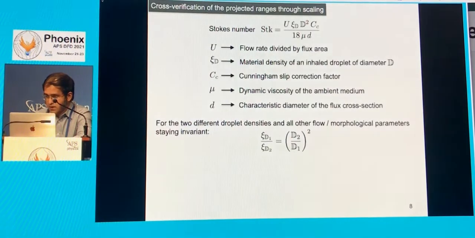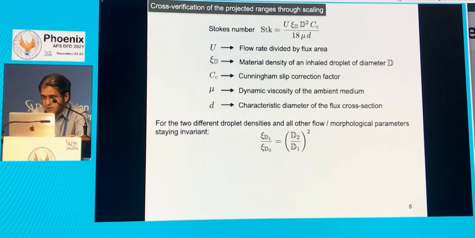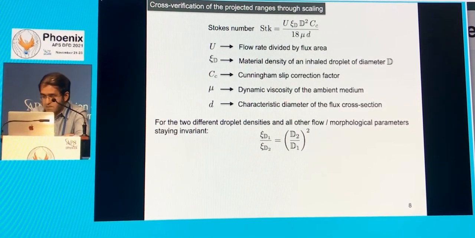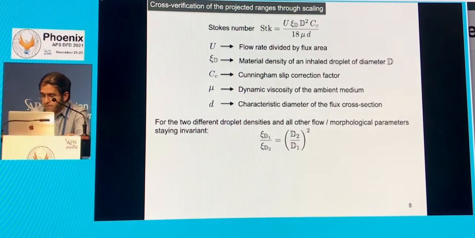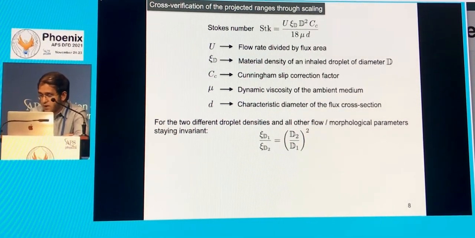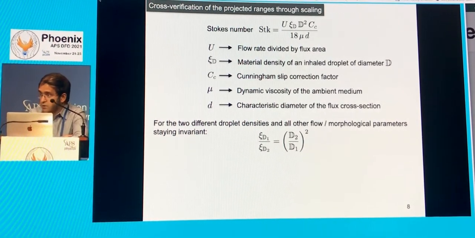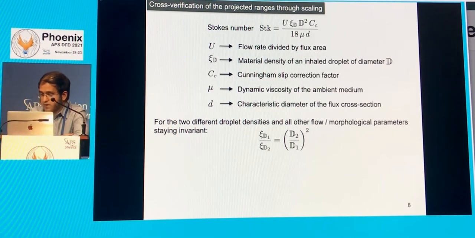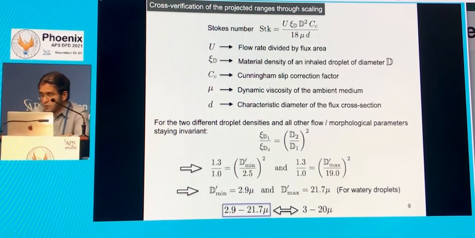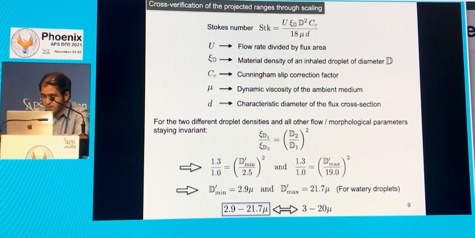Let's now do a quick check of these sizes using a simple scaling analysis using Stokes number. Given all the flow and morphological parameters staying the same, and also based on the droplets landing at the same eventual spot, which in this case is the nasopharynx, we can show that the ratio of the material density of the droplets should be the inverse squared ratio of their sizes. So over here, I'm talking about two different densities, 1.3 and 1 gram per ml.